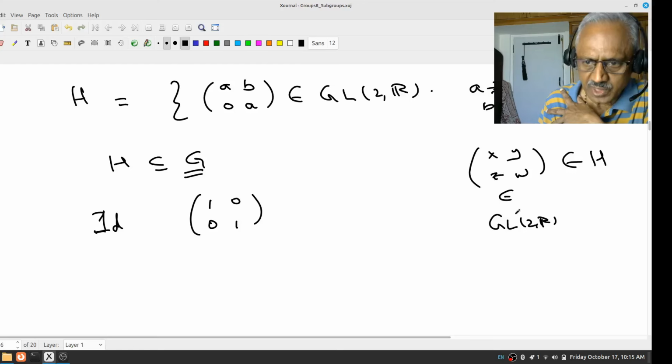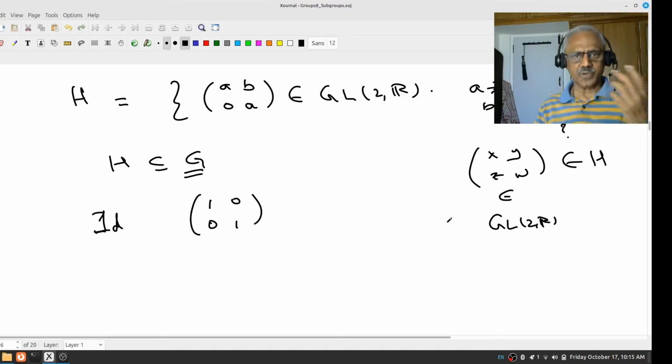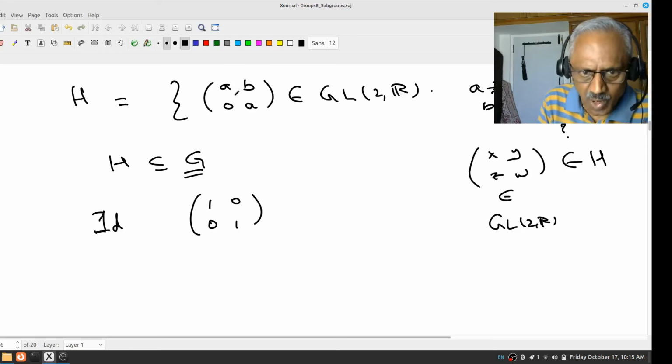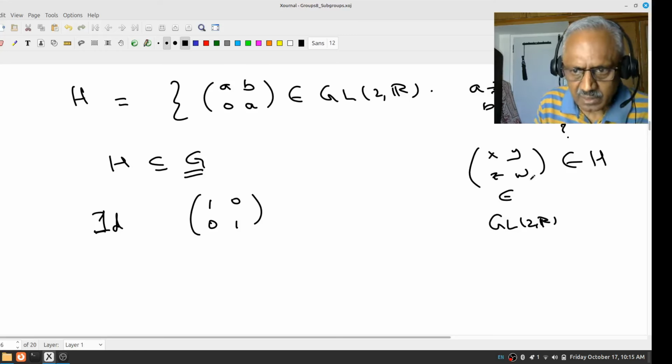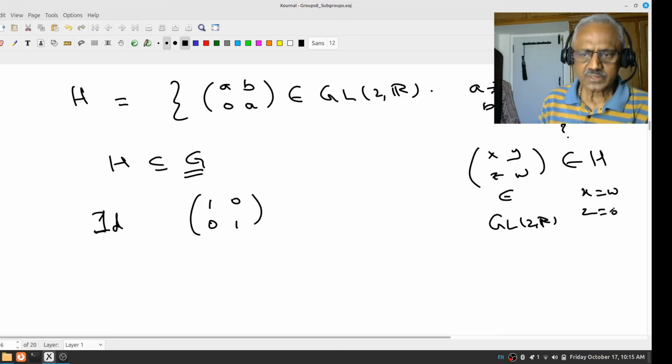Okay, assume this belongs to GL2R. When does it belong to H? This is what you have to learn. If you have gone through the foundation course, you will understand this. It must be of this form. That means my X and W must be the same, right? And Z must be 0. That's it. These are the only conditions.